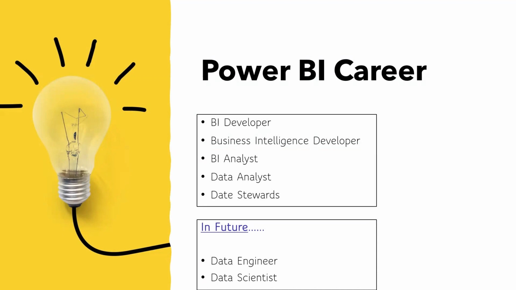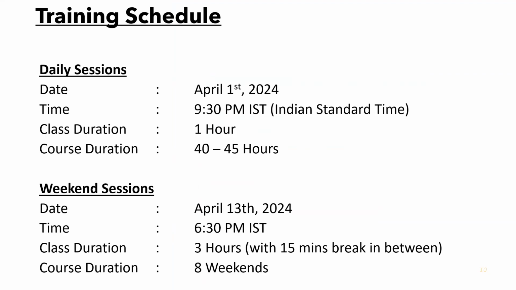Okay. Now, what about the training schedule? I mean, the date and time when I'm going to start the batch. I'm going to start the sessions from April 1st, 2024 onwards, and the session time is 9:30 p.m. IST, Indian Standard Time. Whether you are in the UK, US, Australia or wherever, please calculate the time based on Indian Standard Time. I would have liked to put all the different countries' time zones, but I thought it would be confusing to all of you. That's the reason I'm setting my time as Indian Standard Time, and you can calculate according to your time zone and then enroll for this course.